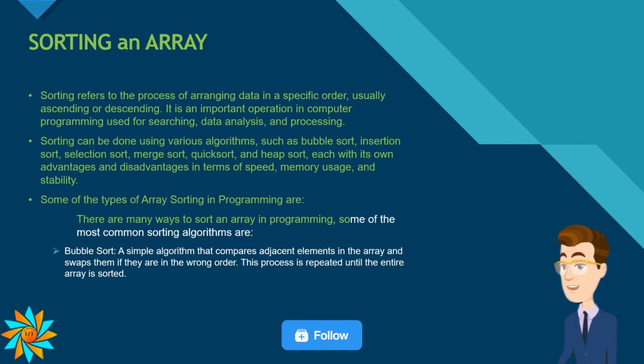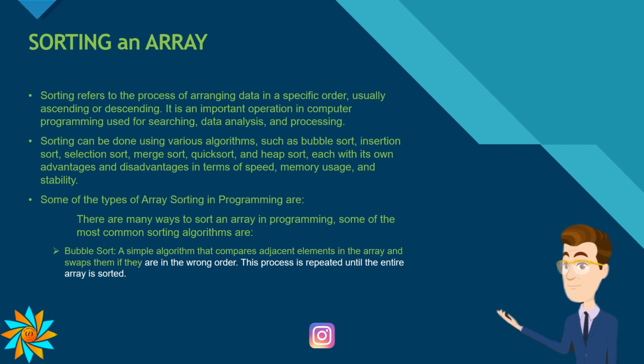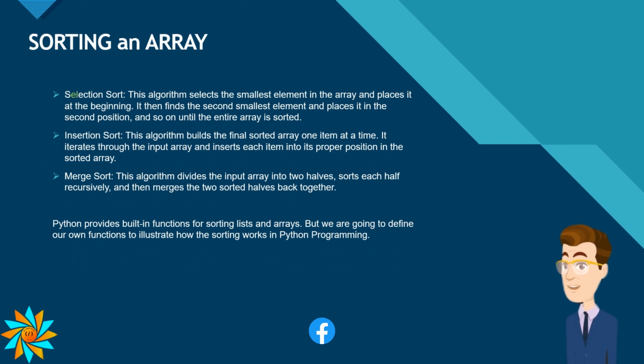Some of the most common sorting algorithms are: bubble sort, a simple algorithm that compares adjacent elements in the array and swaps them if they are in the wrong order. This process is repeated until the entire array is sorted. Selection sort: this algorithm selects the smallest element in the array and places it at the beginning. It then finds the second smallest element and places it in the second position, and so on until the entire array is sorted.